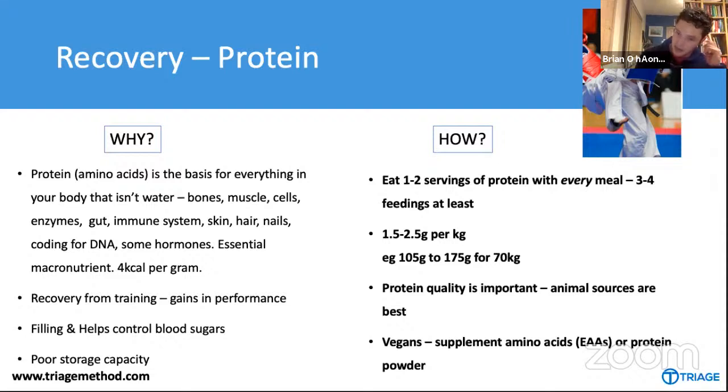So with that in mind, anyone who's vegan or vegetarian and limiting some of those animal sources, they may need to supplement amino acids in the form of EAAs, which just stands for essential amino acids, or protein powder. Like I'm yet to work with a vegan client or athlete that can get away without using a protein powder, whereas someone eating animal foods, they probably can if they wanted to, although protein powder is quite convenient.